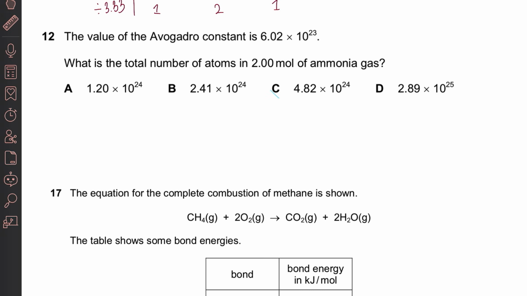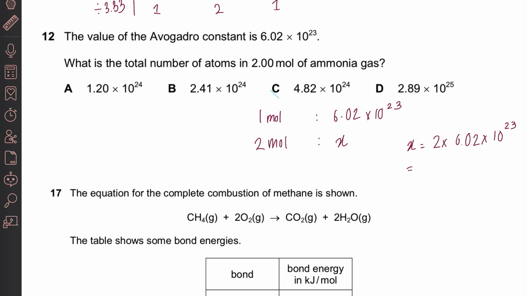The value of Avogadro's constant is 6.02 times 10 to the power 23. What is the total number of atoms in 2 moles of ammonia gas? Okay, so that means in 1 mole, you have 6.02 times 10 to the power 23. And then in 2 moles, how many particles are you going to have? Look, this is ammonia gas, right? So you're getting the molecules of ammonia. So we're going to multiply them. This is going to be x equals 2 times 6.02 times 10 to the power 23.